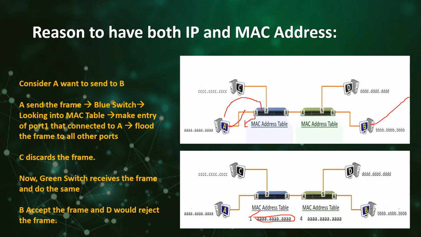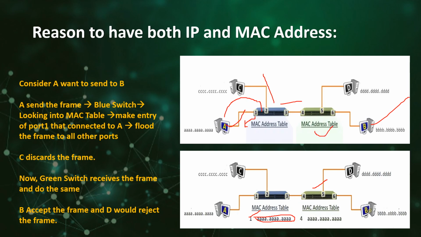And now what does the switch do? It doesn't know the destination MAC address of B. So it floods the frame to the other ports, apart from the port it was received on. Okay. Now, once it floods the frame, even the green switch is not aware of the MAC address of B. It's empty. Initially, it was empty.